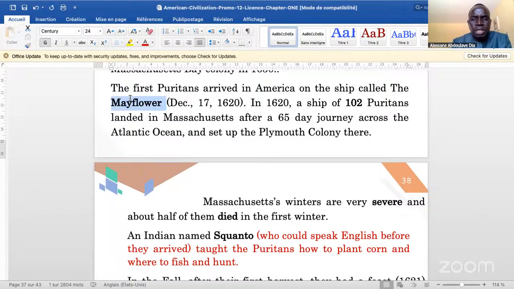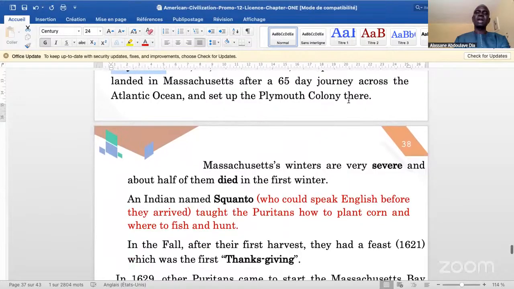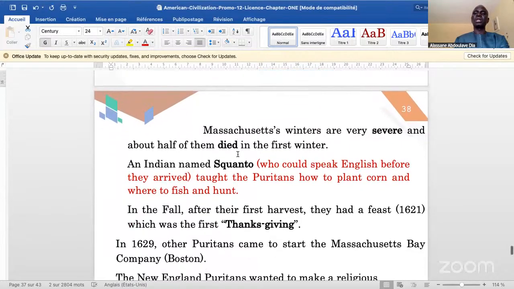And that was December 17, 1620. And in 1620, a ship of 102 Puritans landed in Massachusetts. So this marked the arrival of Puritans in America. They arrived on December 17, 1620, and they came in a ship called the Mayflower. And this was a long journey of 65 days, more than 2 months, across the Atlantic Ocean. They crossed the Atlantic Ocean. When they arrived in America, the Plymouth colony was created.